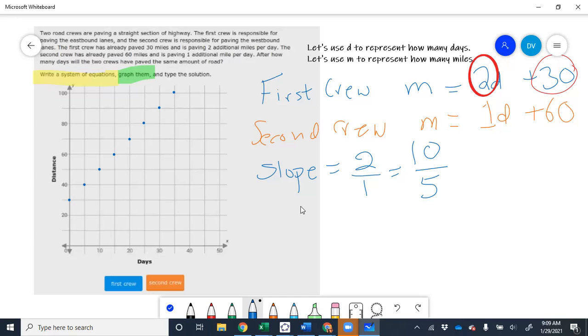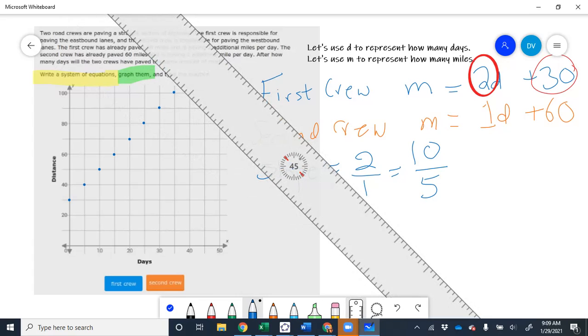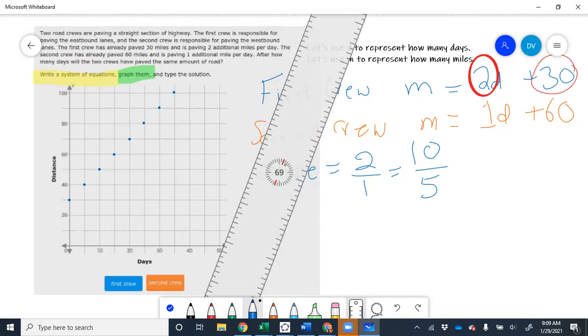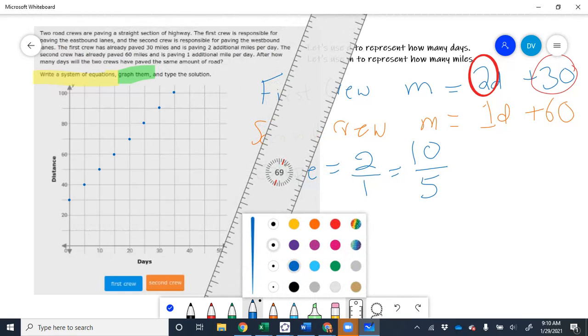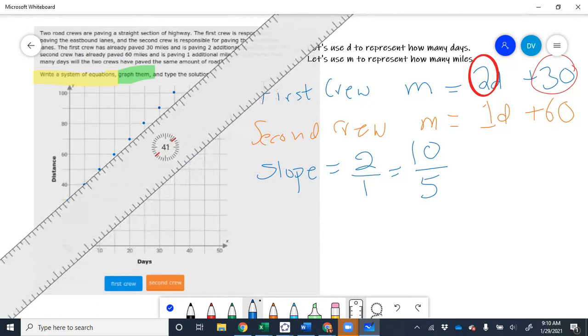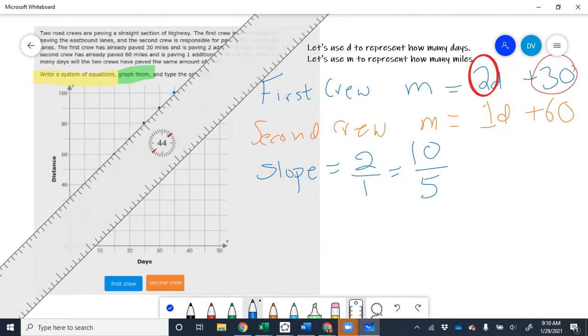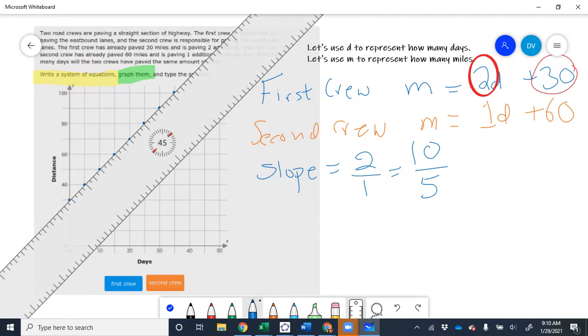But since I don't have the IXL tool handy right now, I have the old-fashioned ruler. That's what I'm going to do. And so let me make a thin blue line there. Once I line them up, I don't want to spend all day doing this, but it's going to be close enough right there. There we go for our blue line.